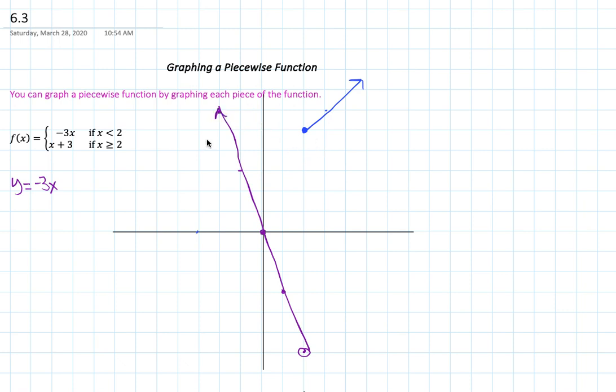All right, so this is what this piecewise function would look like. If your value is 2, you need to use this. If it's greater than 2, again this. If it's less than 2, it's going to look like that.